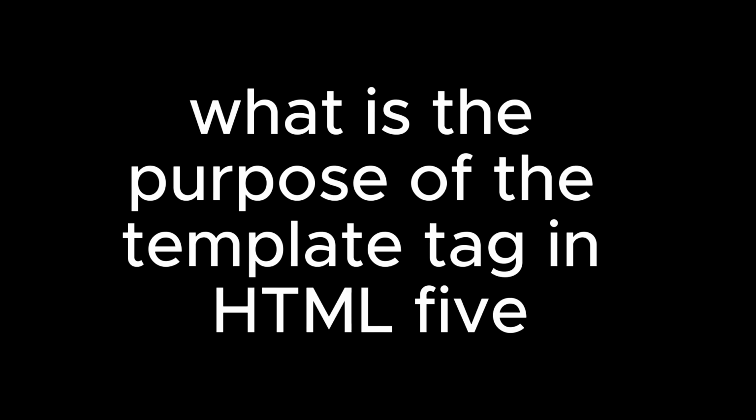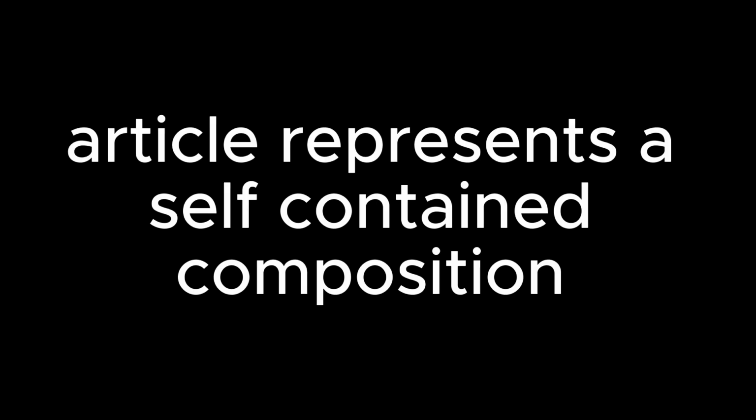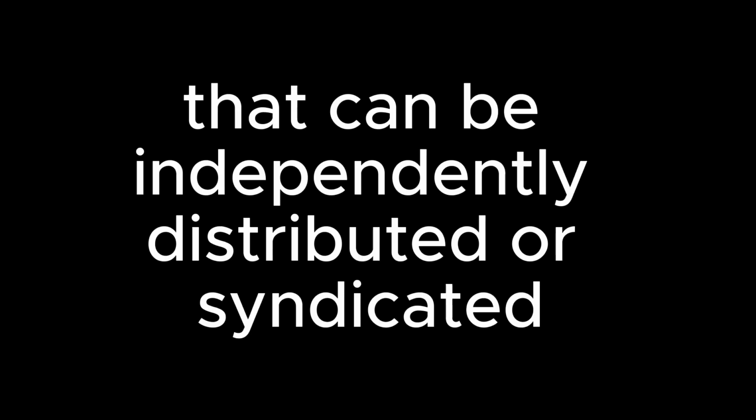Question 64. What is the purpose of the template tag in HTML5? Answer. The template tag is a mechanism for holding client-side content that should not be rendered when a page is loaded but may be instantiated during runtime. Question 65. What is the difference between section and article elements in HTML5? Answer. Section is a thematic grouping of content. Article represents a self-contained composition that can be independently distributed or syndicated.